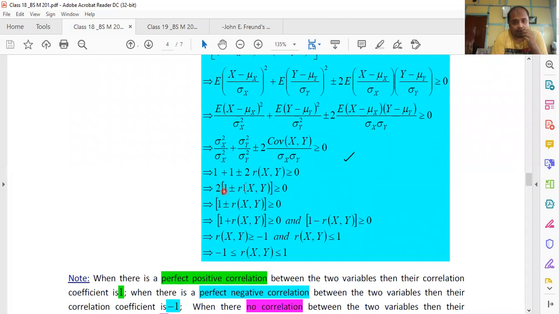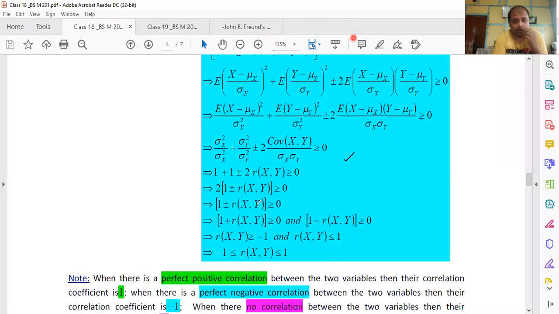Now, you can divide both sides by 2. So we get 1 plus minus rxy greater than or equal to 0. And this implies that 1 plus rxy greater than or equal to 0, and 1 minus rxy greater than or equal to 0. Another situation may arise from here.